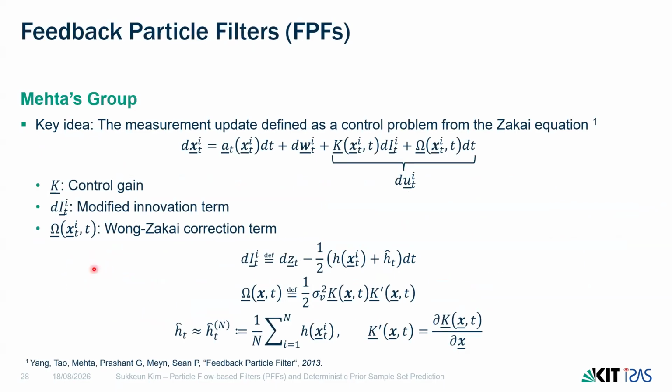And the last group is Mehta's group. This is quite an interesting concept because it is quite different from the previous two groups, where they used the homotopy equations. They use this control problem concept, because if you see the right hand side, this term is basically the same as the control input of the control problem. By just calculating or approximating this control gain K, this just becomes the optimal control problem. And now it becomes the approximation of the control gain K here.